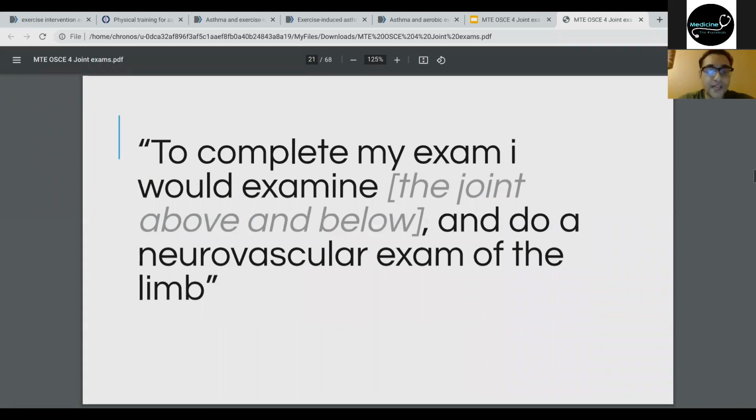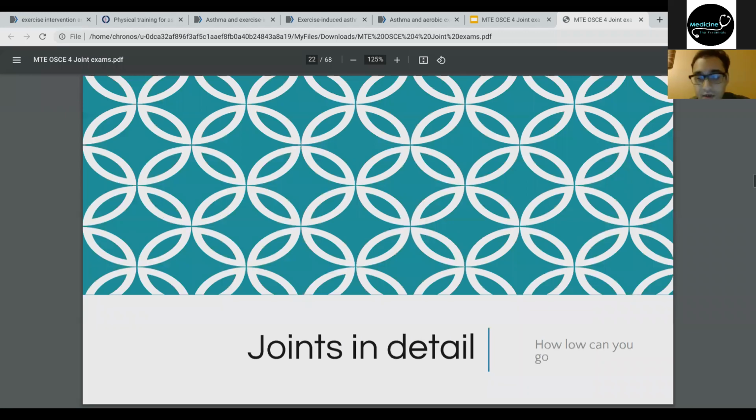And then when you finish examining, you turn to your examiner and say, to complete my exam, I would examine the joint above and the joint below. So say you're doing the knee, you would examine the hip and the ankle and do a neurovascular exam of the limb. And that is it. That is the basics of doing a joint exam.